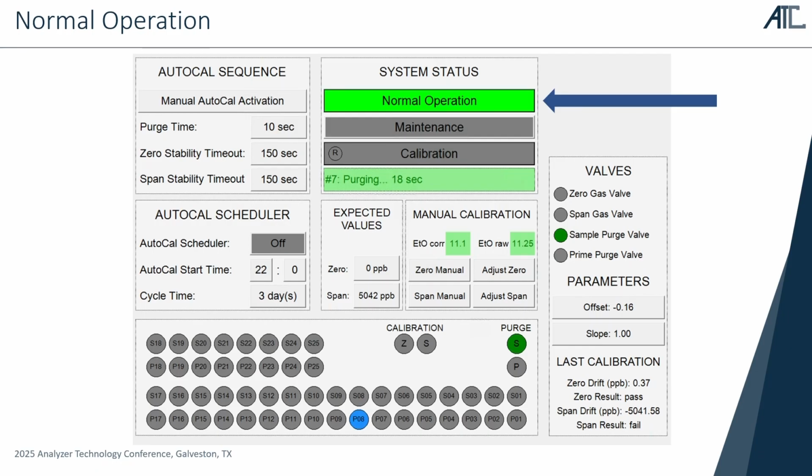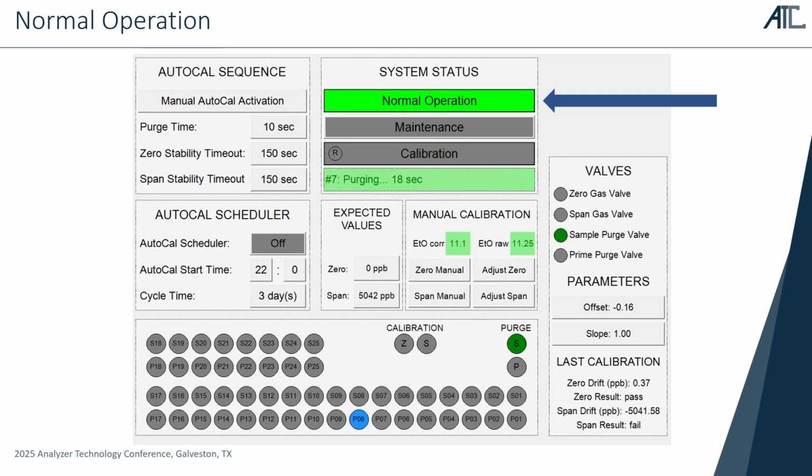In this case, we can see the system's running under normal operation. Currently the sample purge valve is active, and it's purging one and it's priming location 8. And you can see the results of the last calibration. The span drift failed, and the expected values are 0 for zero and 5042 ppb for span, and the span failed with minus 41.58, which would suggest that perhaps the span gas ran out or was disconnected.